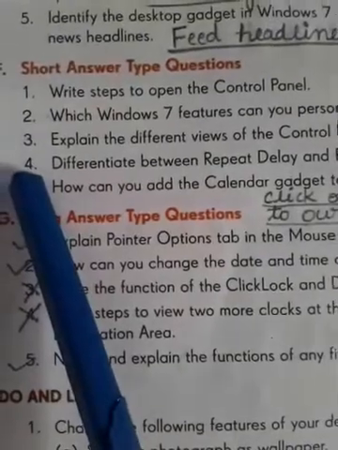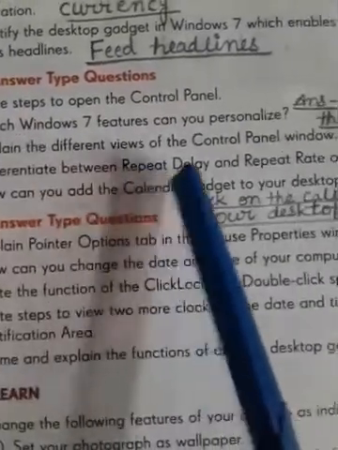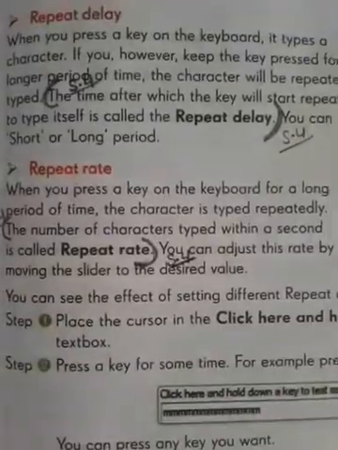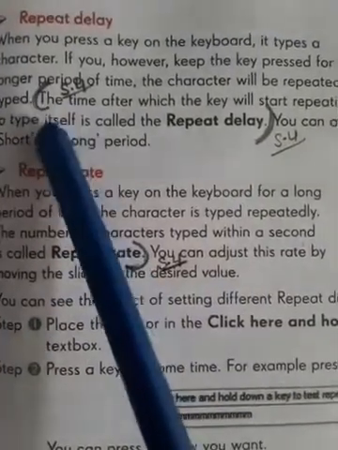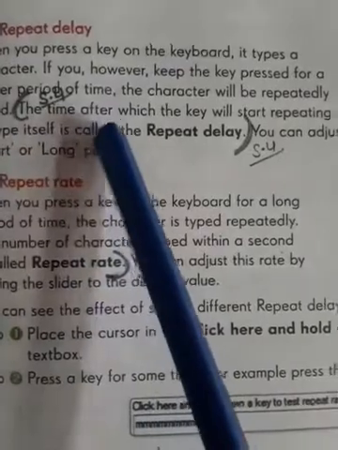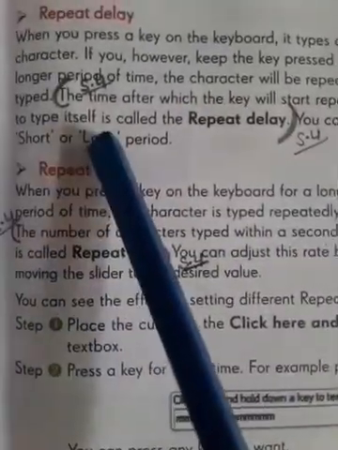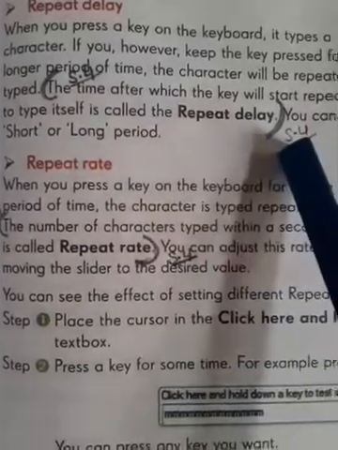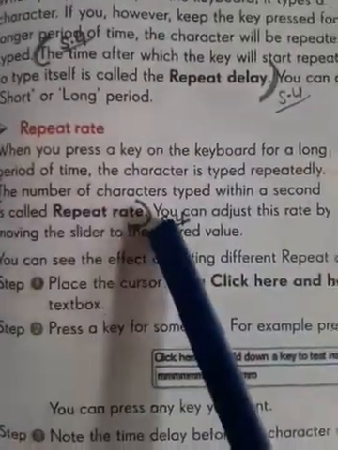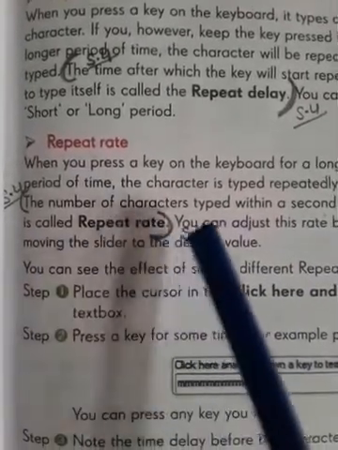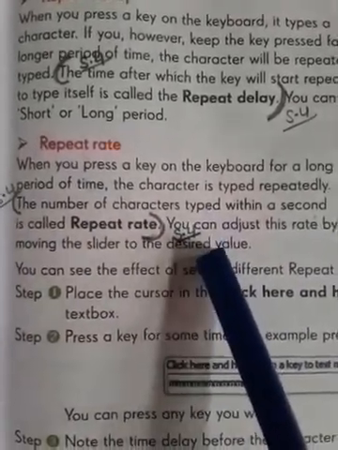Question 4. Differentiate between repeat delay and repeat rate of a keyboard. The answer 4 is: the time after which the key will start repeating to type itself is called the repeat delay, while the number of characters typed within a second is called repeat rate. The answer 4 has completed.